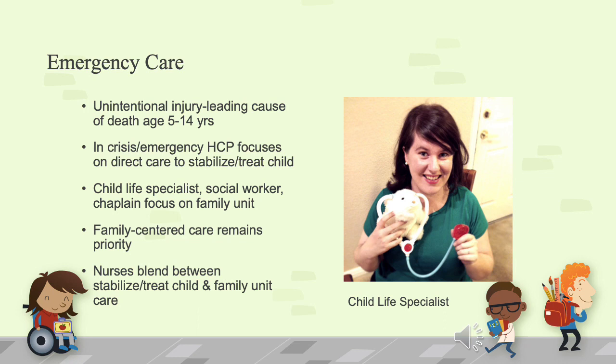Emergency care. So remember earlier when I talked about injuries, the unintentional injuries are the leading cause of death for children age 5 to 14 years of age. In a crisis or emergency, the healthcare provider is going to focus all of their attention on the direct care and stabilization and treatment of the child. The child life specialist, social worker, or chaplain will focus their attention and energy on the family unit. Family-centered care still is priority, even though it's emergency care. And the nurse is going to blend between stabilizing and treating the child and also caring for the family unit.